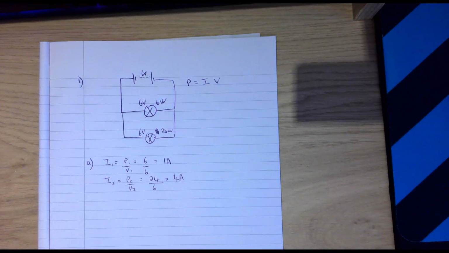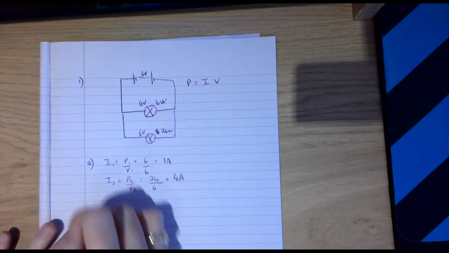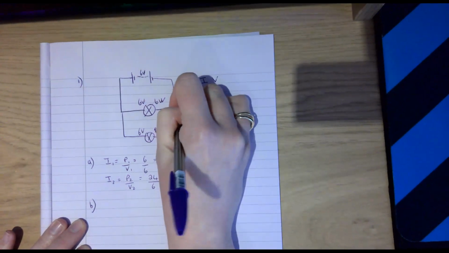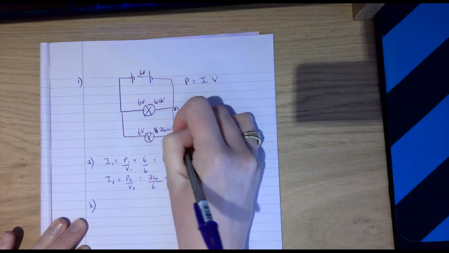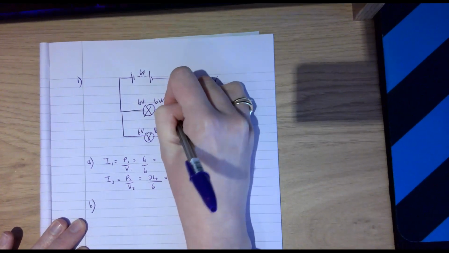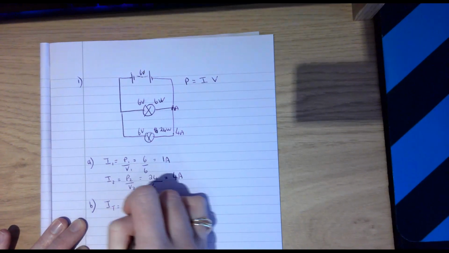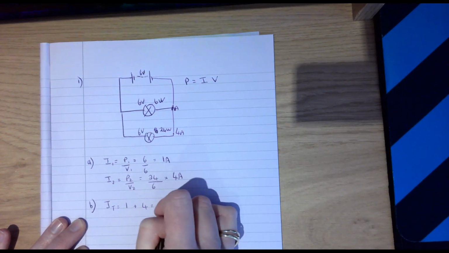Okay. Then it says calculate the current from the battery. Well, this is a parallel circuit. So if this branch has got 1 amp and this branch has got 4 amps, when they join together at this point here, our total is going to be 1 plus 4, which is 5 amps.